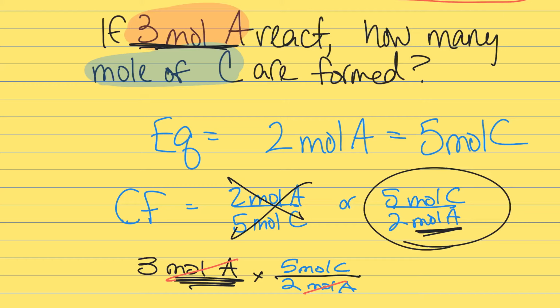And now we could just do the math. So 3 times 5 divided by 2. You plug this into the calculator, and you should get 7.5 moles of C. And that's your answer for this problem.